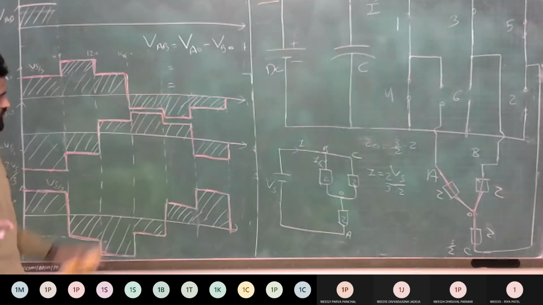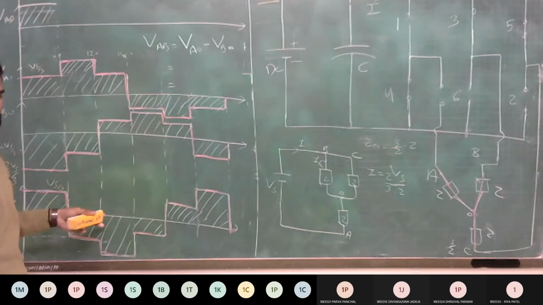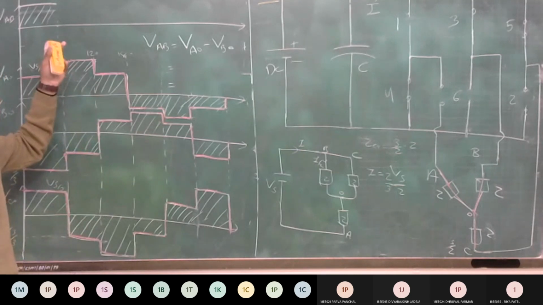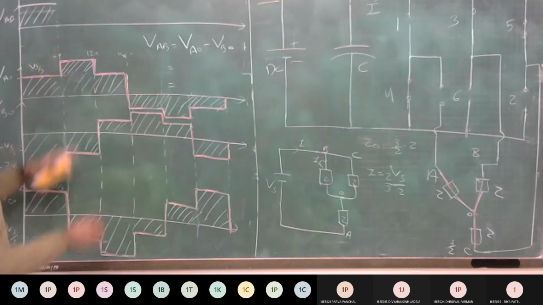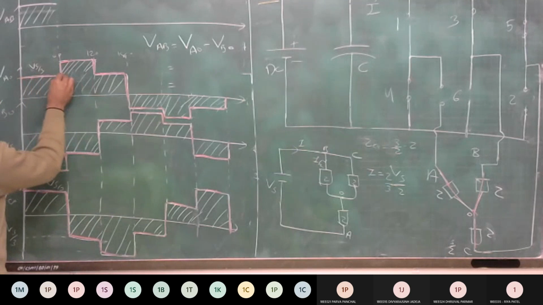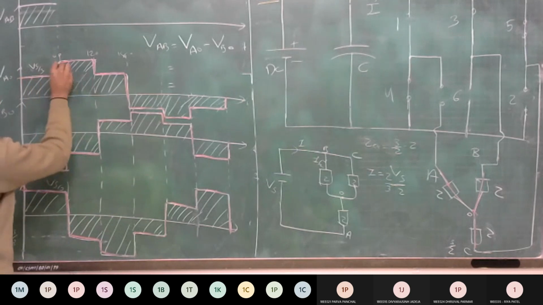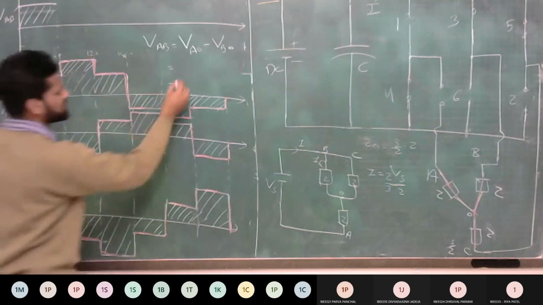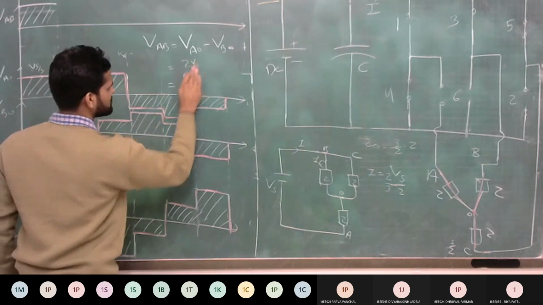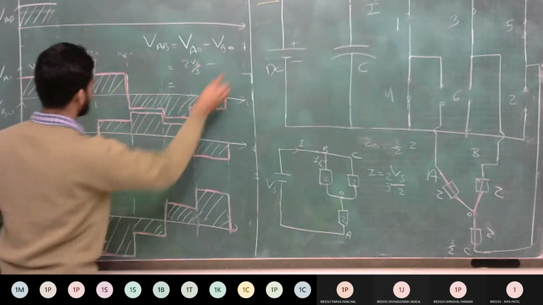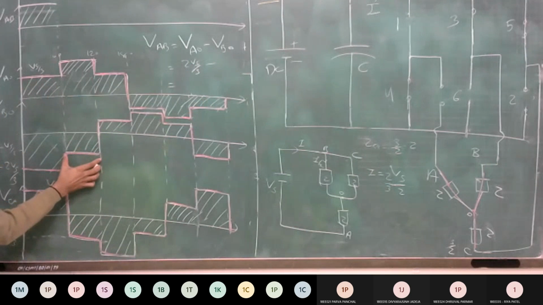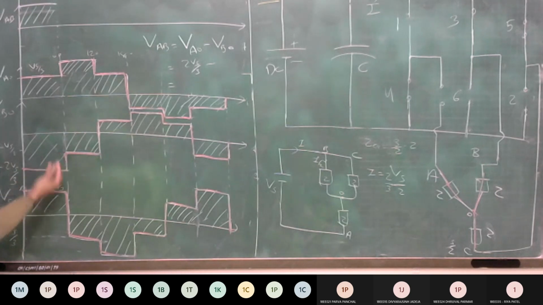See, first draw the waveform of all the phase voltages, and then you can draw this waveform. Initially from 0 to 60 it is Vs by 3, then after 60 to 120 it is 2 Vs by 3. Then VBO. See the VBO phase in step number 2. How much? Minus 2 Vs by 3. Where is it minus 2 Vs by 3?